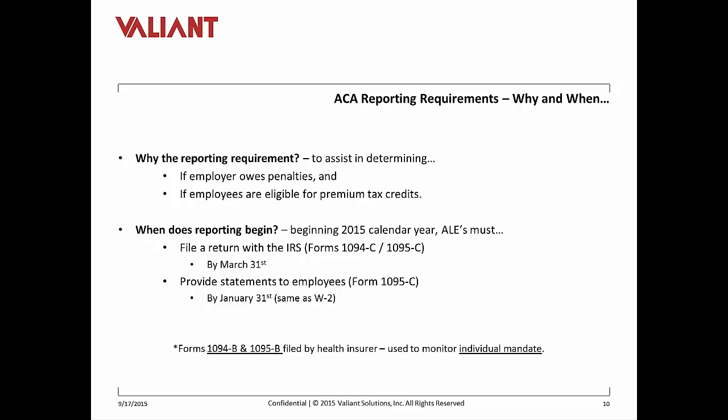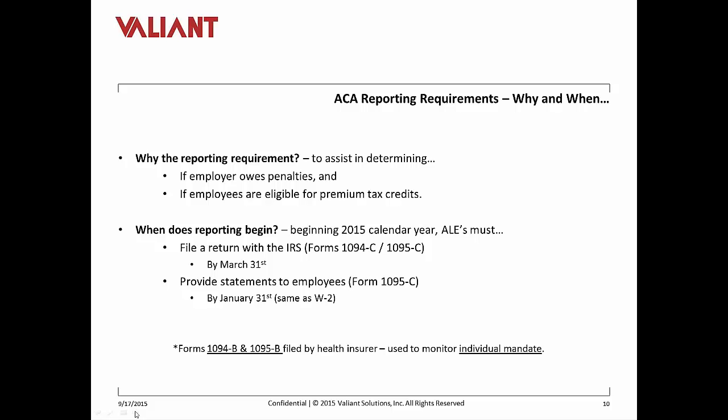Next slide. Now, let's talk about the ACA reporting requirements. Why do we have these requirements to begin with? The reason these exist is to assist the government in determining if the employer owes penalties for not offering minimum essential coverage, which is minimum value and affordable, and also to assist the IRS in determining if individuals are eligible for premium tax credits. Premium tax credits are credits obtained if an individual purchased health insurance through a given state insurance exchange, and the reporting helps the government track which employees are eligible for those tax credits.